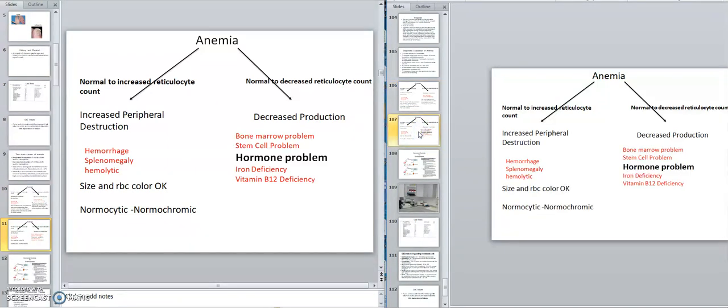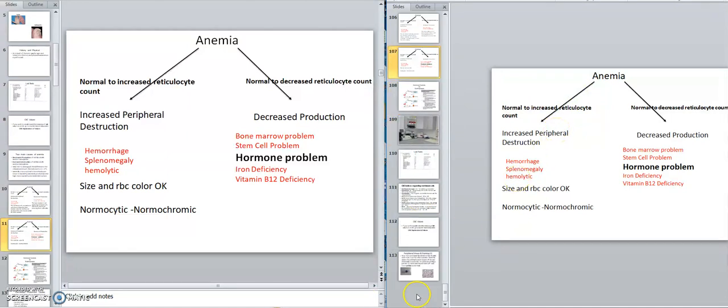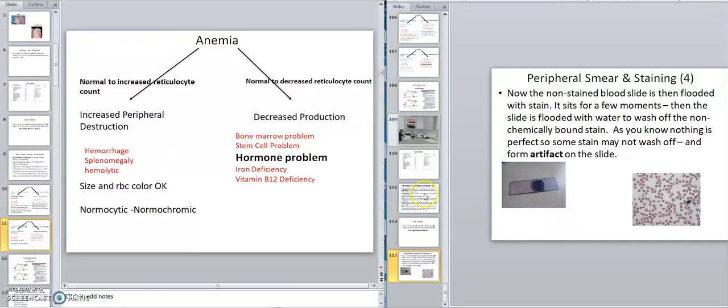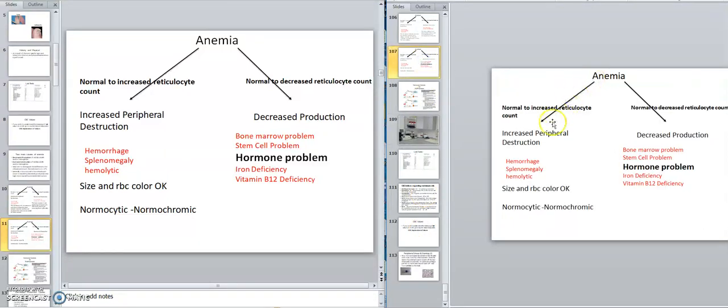So increased peripheral destruction, what you would do in the evaluation is, I'm going to say that in the peripheral smear, the CBC may not do this, but in the peripheral smear, we would look at in the lab the size and the color of the red blood cells. If the size and the color, we'll see in a moment, is normal, that's normocytic, that means normal size, normal chromic. However, over here, decreased production, it may not be for all cases.